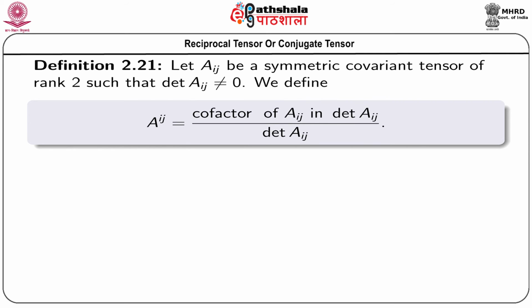So, we define the conjugate tensor of A lower ij as follows, that A upper ij equals the cofactor of Aij in the determinant of Aij, divided by the determinant of Aij, provided the determinant of Aij is not equal to 0.